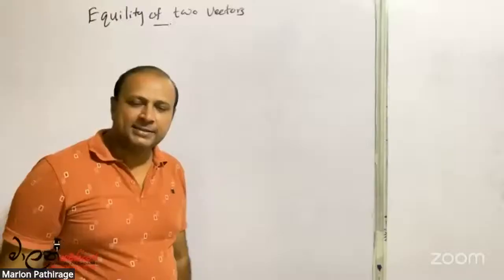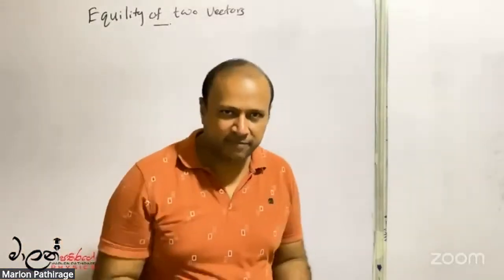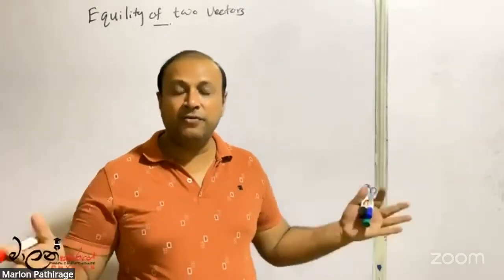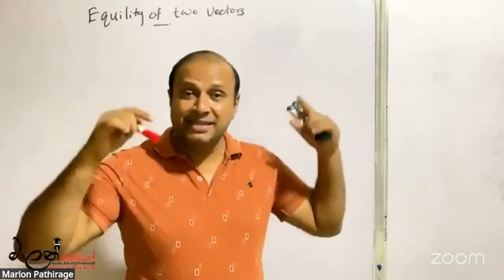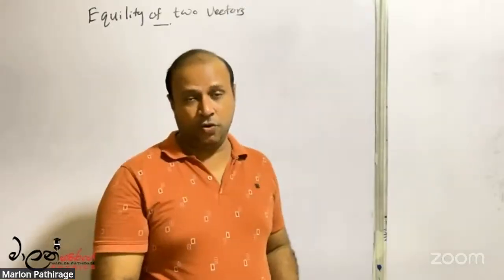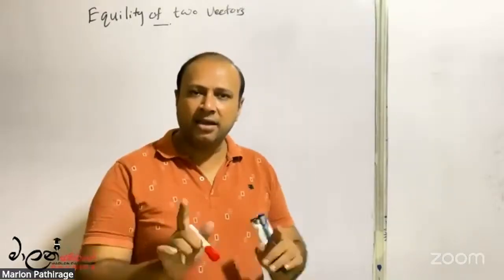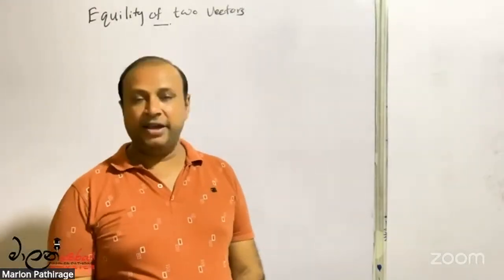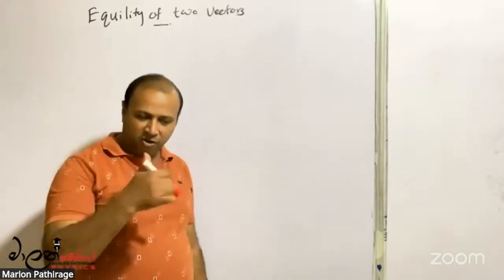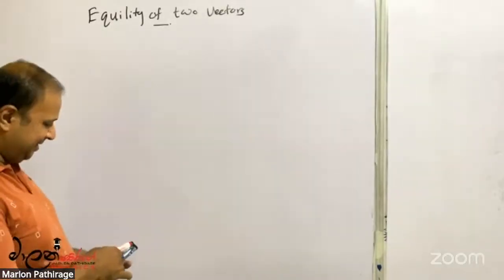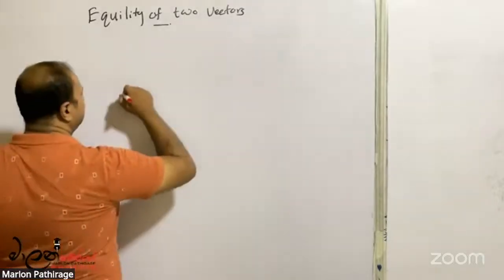Magnitude and direction. Yes. Vectors have both magnitude and direction. Therefore, if any two vectors are equal, their magnitudes should be equal and their directions should be equal. Then look at this one.